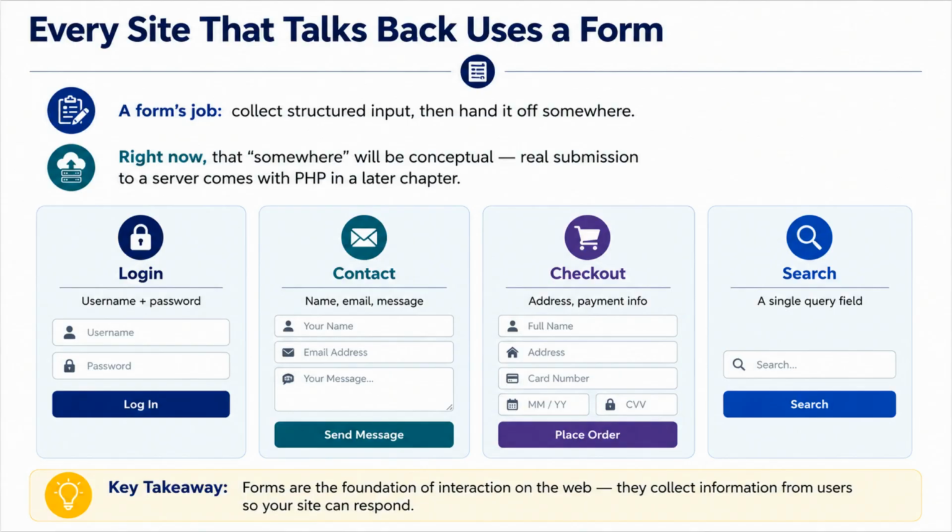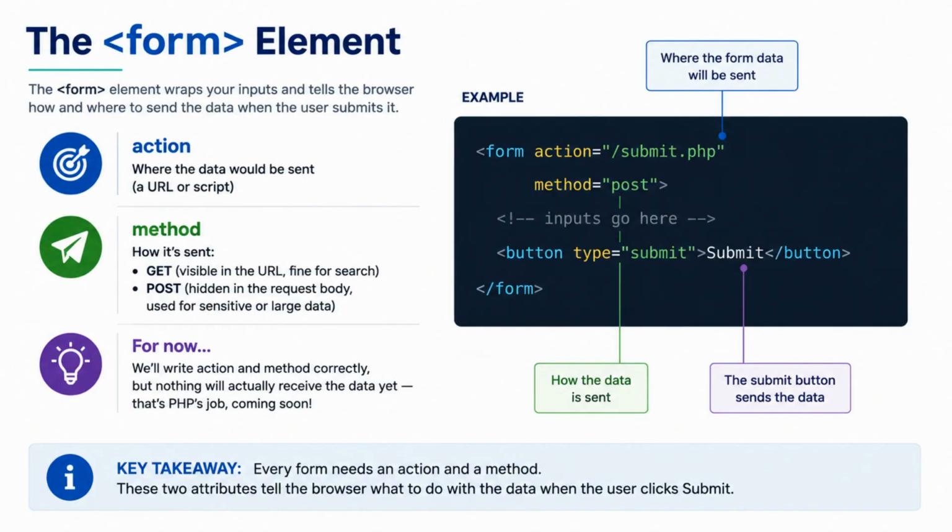Right now, that somewhere the data goes is conceptual. Real submission to a server comes with PHP in a later chapter, so today is entirely about building the front-end collection mechanism correctly. The form element itself has two required attributes to know. Action is where the data would be sent, a URL or script. Method is how it's sent.